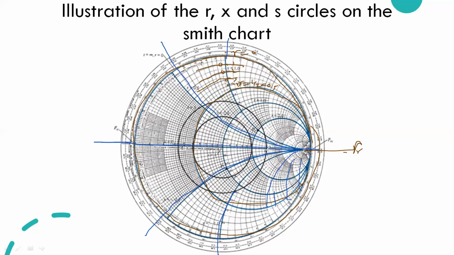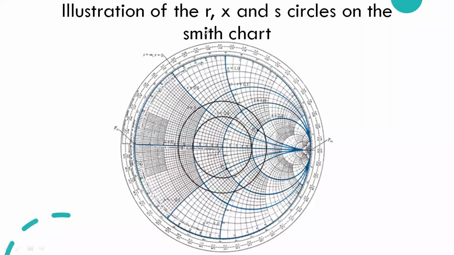Just like your R circles, in between 0 and minus 0.5 we have other circles also. These are called X circles. Somewhere it is going to be formed in the form of a circle, and within this unit circle it has a maximum size. Only partial parts of the reactance circles are shown in this figure, so in the next slide we are going to see a clear picture.